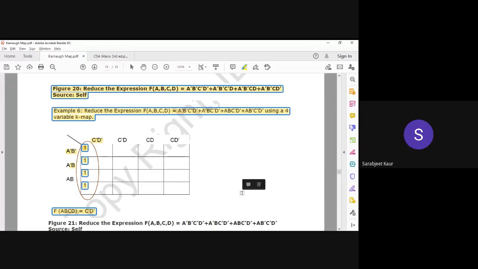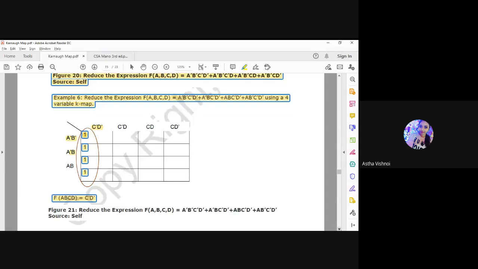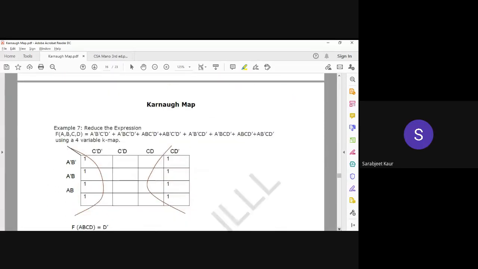Okay, good. Is this clear to everybody? Yes, ma'am. Okay, good. Excellent. Let us now look at one more example of a four variable Karnaugh map. Please try and solve example number 7 on your own.